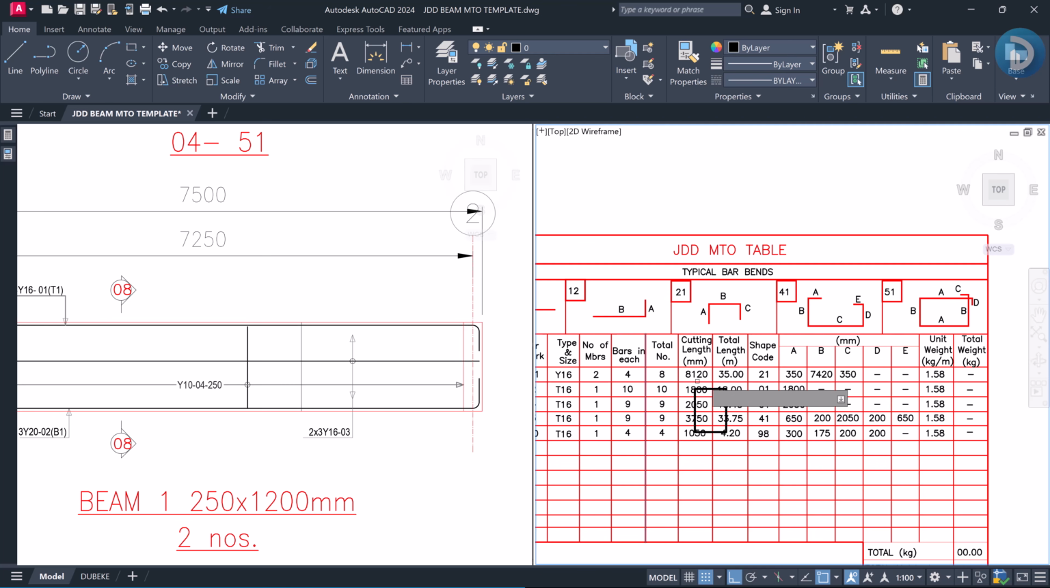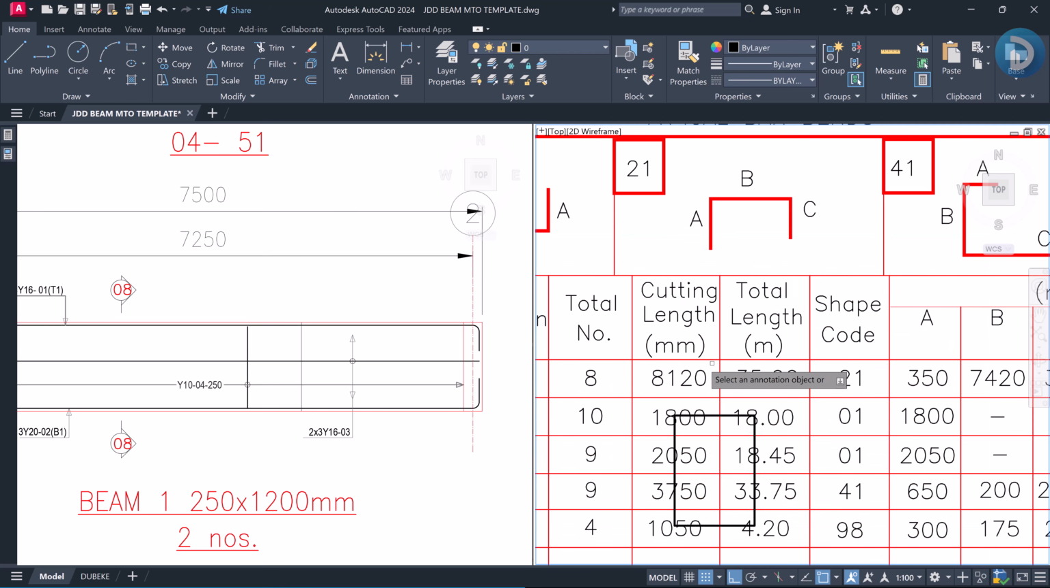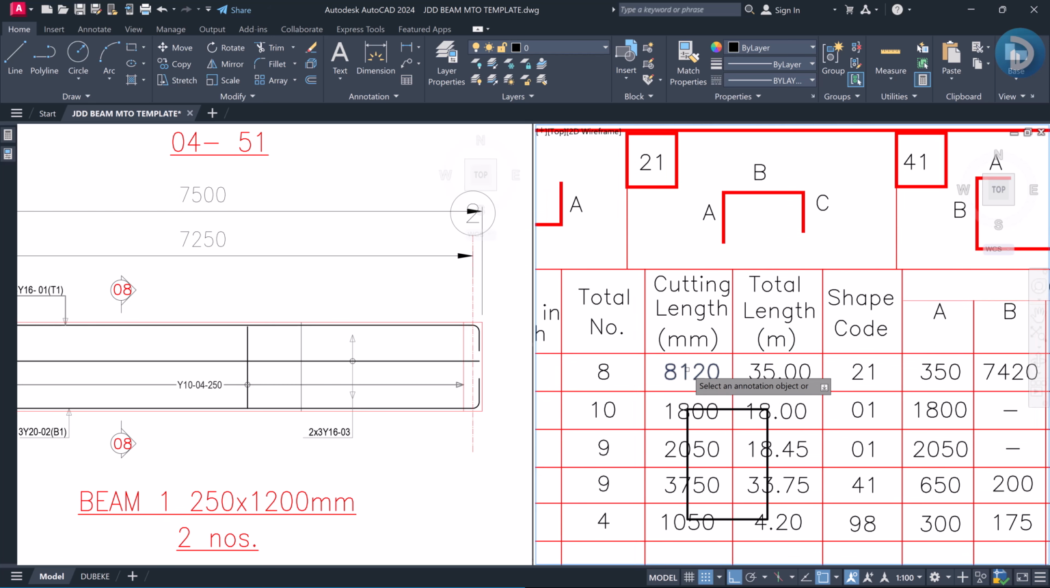So now we have the total cut length. Now the next thing we need to calculate is our total length, because this 8120 is for one number of this reinforcement, right? And do not forget that in each beam we have it to be 4 numbers. So in order to get this total length, I have to multiply the total numbers of this reinforcement required in this model by this respective cut length.